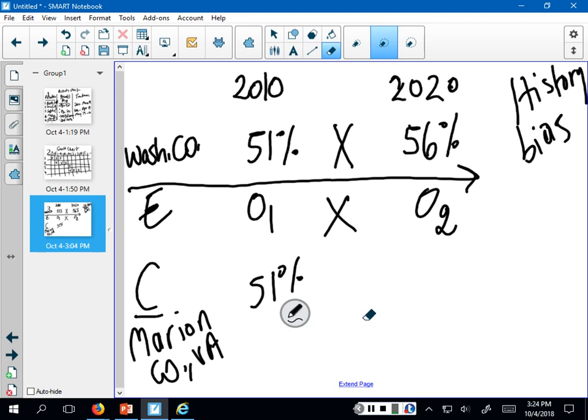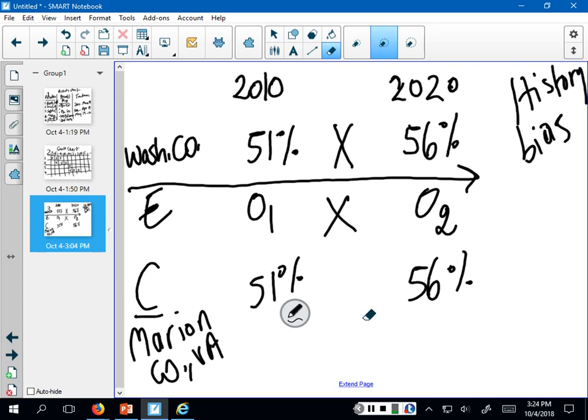What am I hoping to see in terms of the rate of unintended pregnancy in Marion County in 2020? Let's say it's 56%. Let's say that. What can we conclude now? That there were confounding variables? I'm sorry? That there were external factors, confounding variables affecting the result.